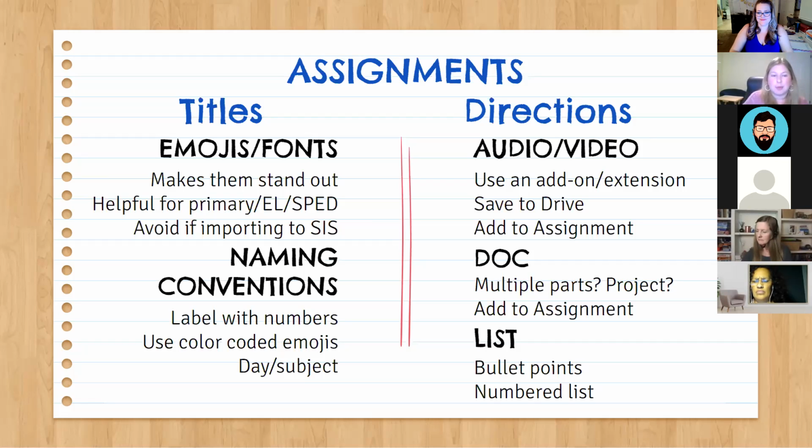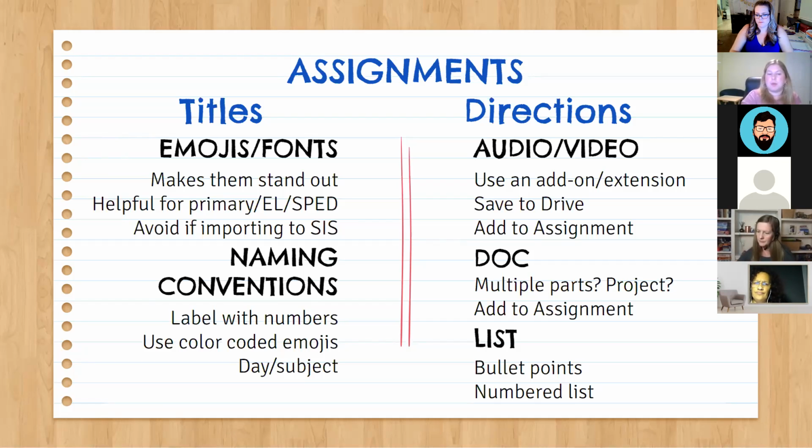There's nothing stopping you. But if you are importing your grades and you do that, then you'd have to go back, edit the title, and remove all of that. That's an extra step you probably don't want to take. Another thing that's super helpful is naming conventions. Figure out how you're going to name your assignments. Label them with numbers: 1, 2, 3, 4, 5, 6, or 1.1, 1.2 if it's in a unit. You could use color-coded emojis, or you could put the day and the subject as part of your assignment title. Again, if you're importing your assignments for grading purposes and you add the day and subject, your assignment title gets really, really long.